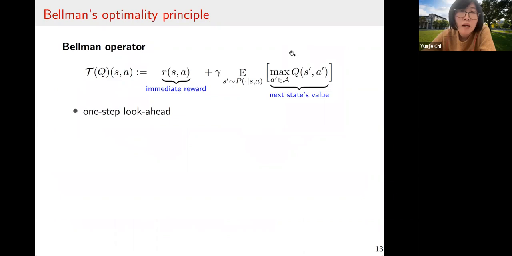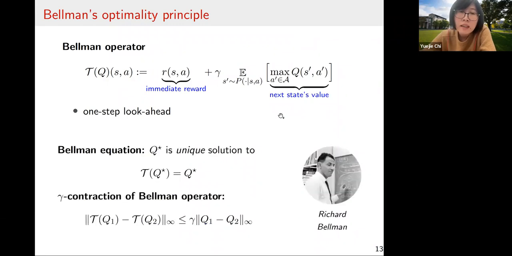As I mentioned, if we know the model exactly, there is a very well established Bellman's optimality principle that allows you to find the optimal policy. This serves as an entry point for us later to talk about reinforcement learning algorithms. At the core of Bellman's optimality principle is the Bellman operator, which maps some Q function table to a better estimate based on a one-step look-ahead principle.